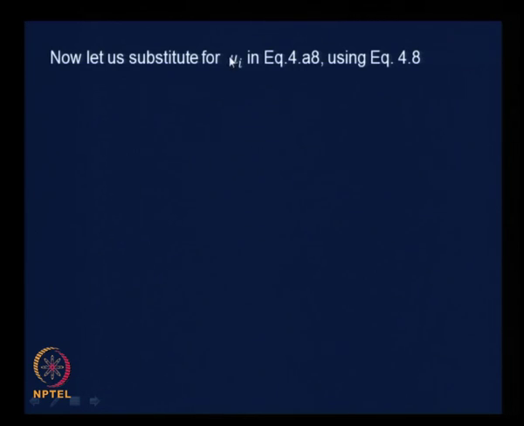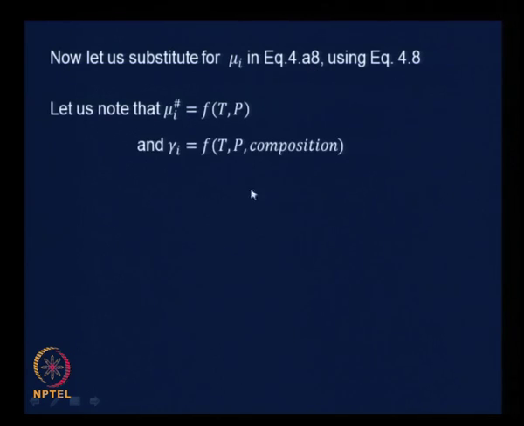Now, we will substitute mu for mu I in equation 4.a8 using equation 4.8, and note, this is important, note that mu I hash is a function of temperature and pressure alone. See what that means in terms of the partial derivatives in equation 4.a8, that is a big hint, but gamma I is a function of temperature, pressure, and composition as represented by x1, x2 and so on and so forth in terms of mole fractions at this stage.